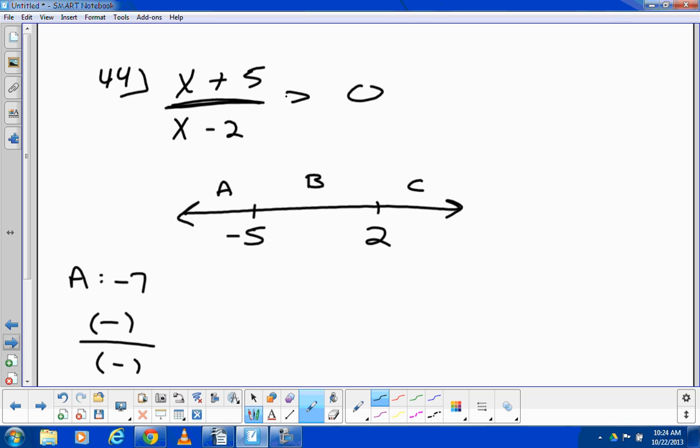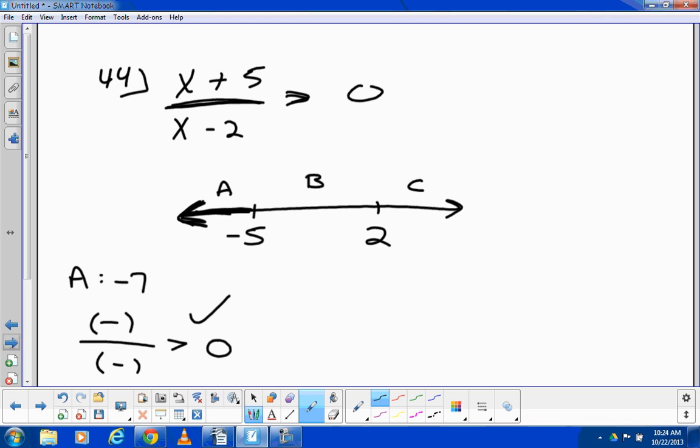Now I've got to look at this part. It's supposed to be greater than 0. If that's true, that means all those numbers in interval A are solutions. If it's false, it means they're not solutions. Now, a negative over negative would be positive. So is a positive greater than 0? Yes, sirree, it surely is. So that means interval A is a solution. So on my graph, I'm going to shade in interval A.